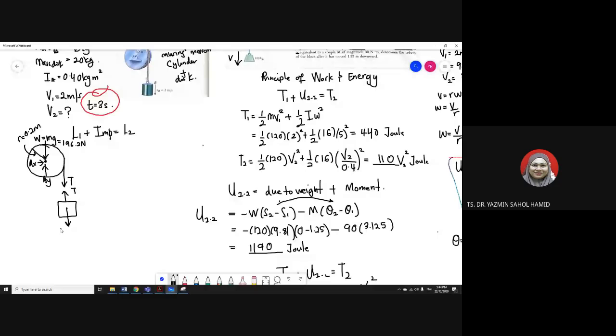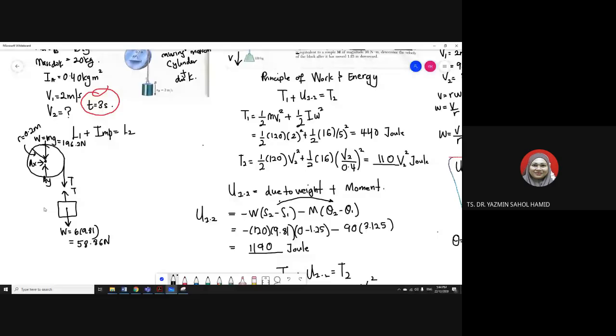Wait, the block is 6 kali 9.81 berapa? Dapat berapa? 58.86. Velocity is going down, our velocity of the block is going down. Okay, now so now we need to write the equation, one for the block and the other one for the disc. One for the cylinder. The block is the cylinder lah, and the other one is the disc.